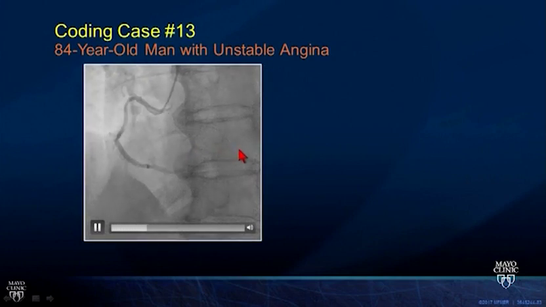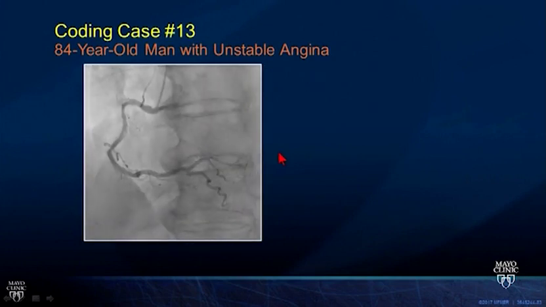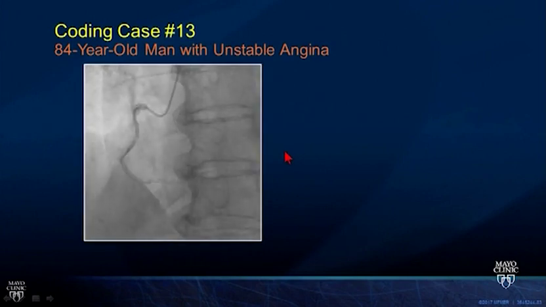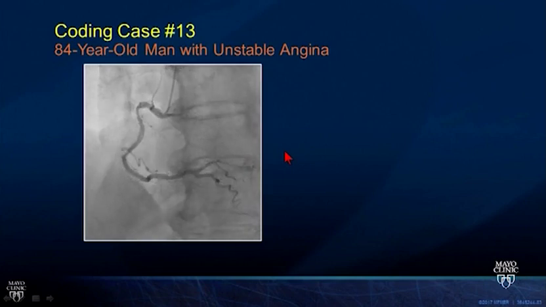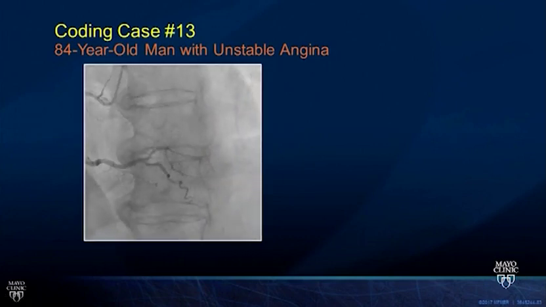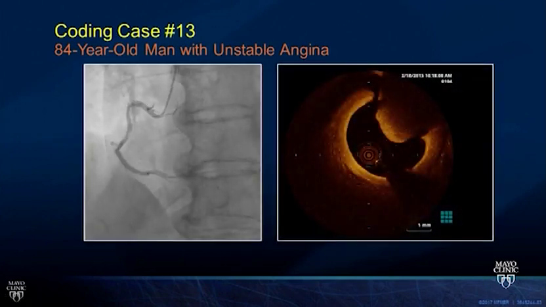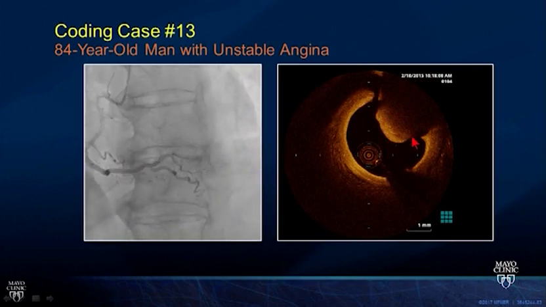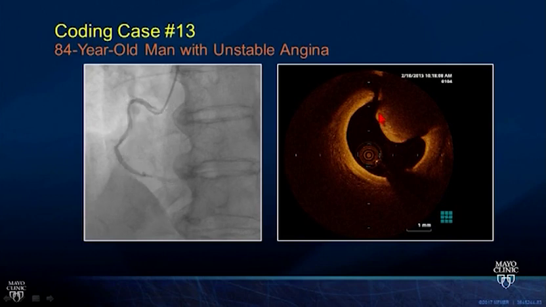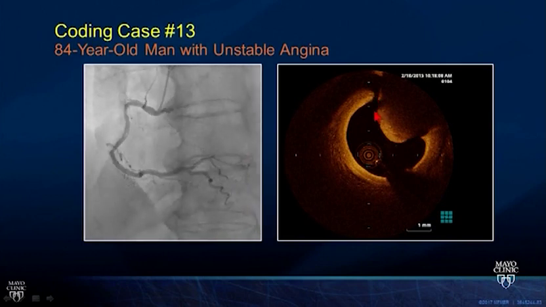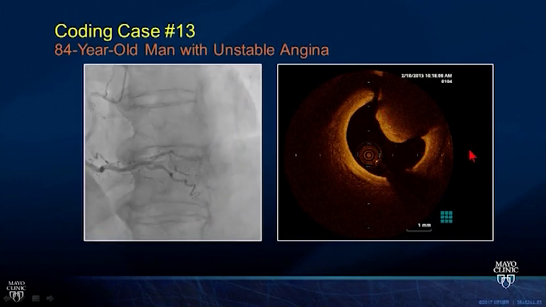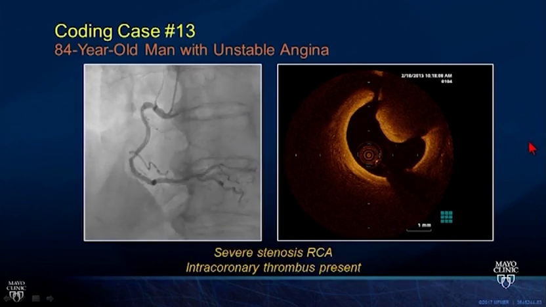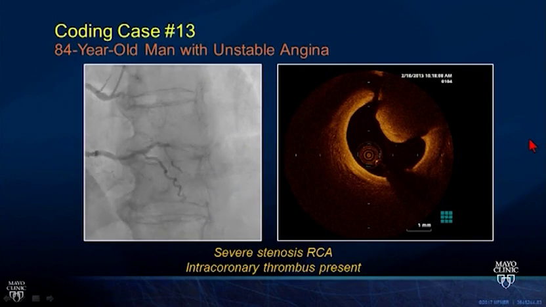And another case, 84-year-old man with unstable angina, and there's this filling defect in the mid-right coronary artery, and intracoronary OCT showed that there's evidence of what looks like thrombus. Calcification would not have this dense appearance to it and would have more shadowing. And so I coded severe stenosis and intracoronary thrombus.